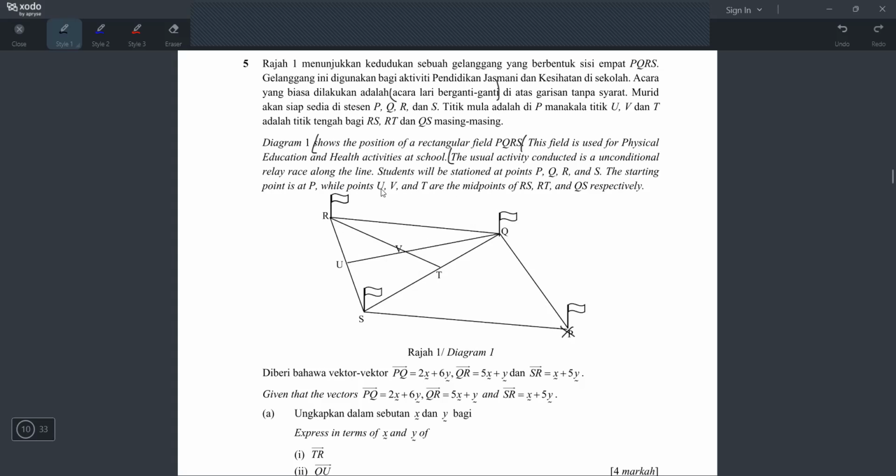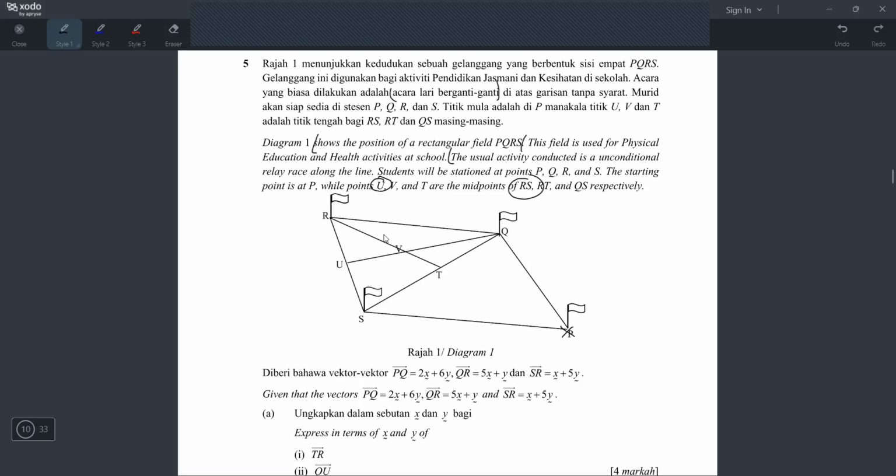I think I understand already. It means we are just running along the line, right? Running along the line, but it's unconditional, so you can run anywhere, mana-mana pun boleh. Just make sure you are on the track, on the line.